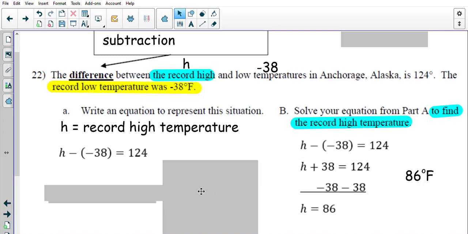If you do this wrong and you add 38 to 124, you end up getting an answer that isn't really reasonable. You end up getting 162 degrees Fahrenheit, which is way above a record high temperature here in this area, let alone in Alaska. So definitely think about that and make sure it's a reasonable solution. In this case, 86 degrees Fahrenheit is.